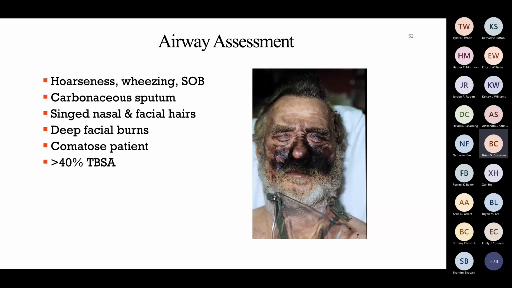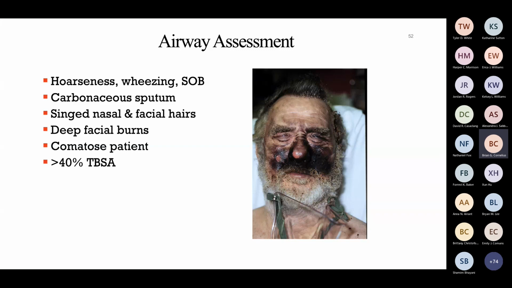So as you can see, you've got burns to the nares, you've got some burns to the face, you've got some burns to the eyes, but pretty clearly he's got an inhalation injury. He's got airway burns in all likelihood. So this is somebody you're going to want to get intubated as quickly as possible. Other things for you to think about, hoarseness, wheezing, shortness of breath. We talked about the carbonaceous sputum.